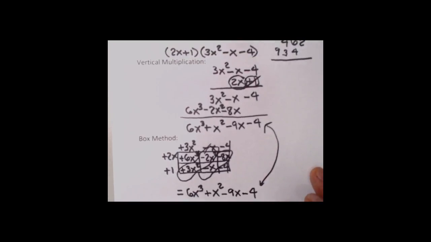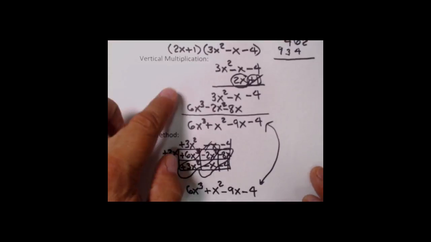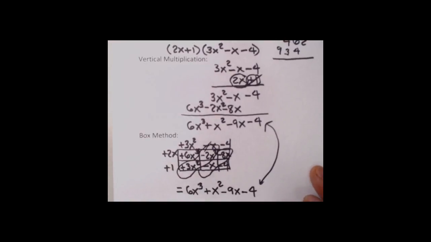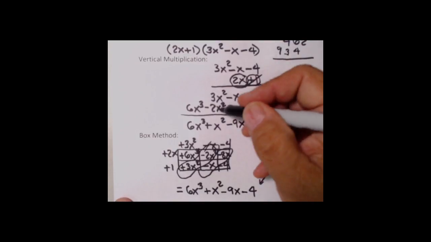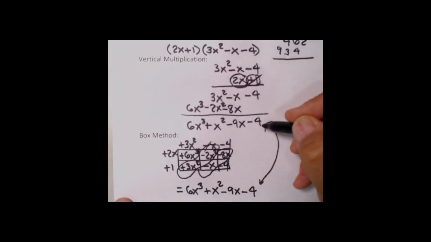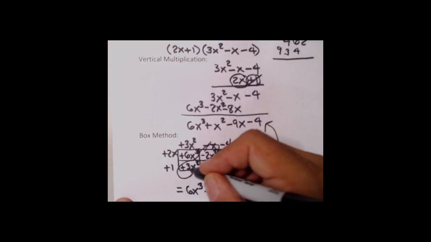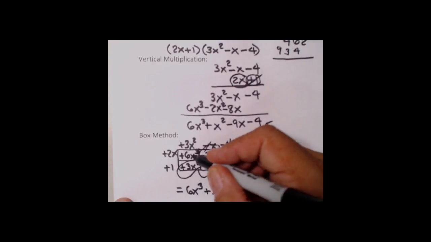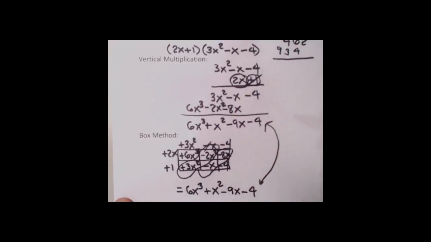So you can do something like this, doing vertical multiplication, like our old basic math, or use the box method. Okay, vertical multiplication, you've got all the like terms lined up, so it's easy to get the final answer. Box method, you fill in the boxes. That might be a little easier to begin with, but then you've got to combine like terms to get the final answer. Either way, you're doing all the same work.